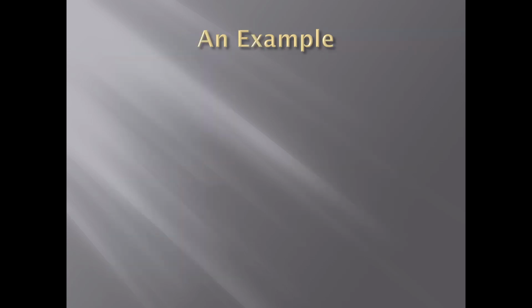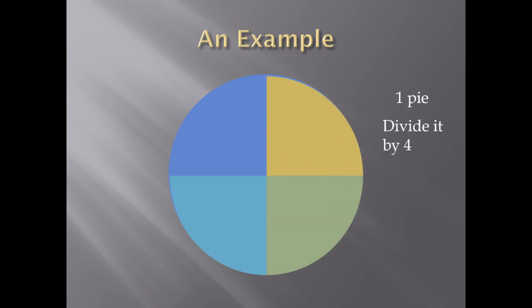An example of a fraction is this pie. For example, we divide this pie into 4 equal parts. It will be shown like this. It can also be written in a formula like this one, wherein it shows 1 divided by 4. This can also be written like this. A figure like this one is what you call a fraction.